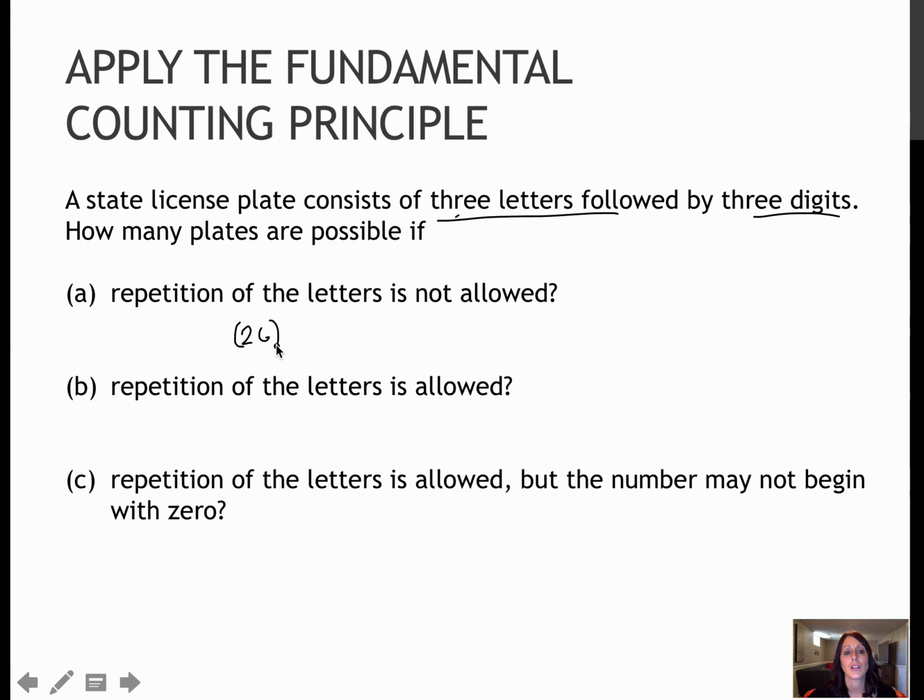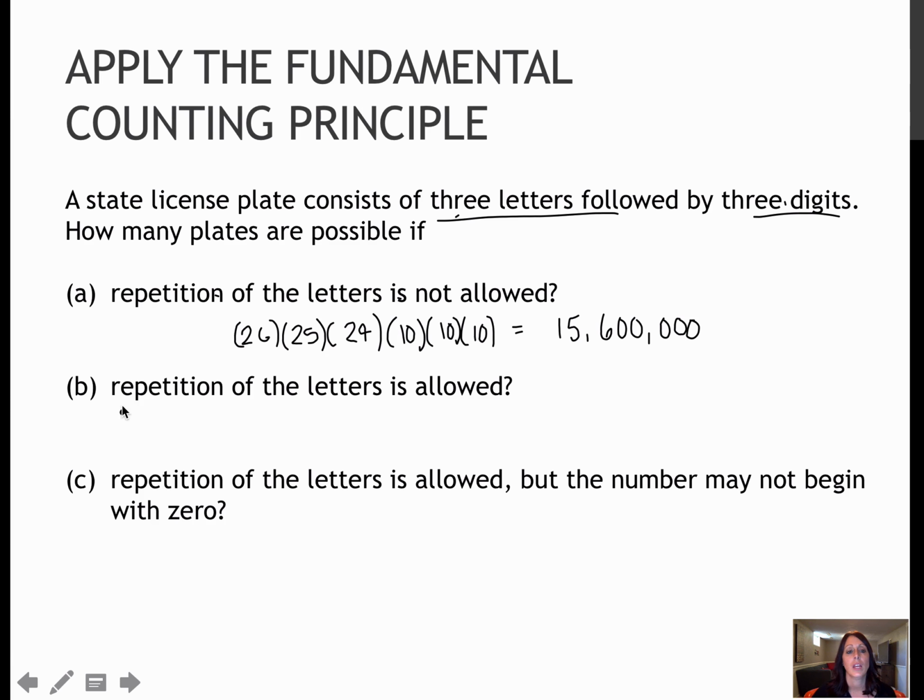So 26 letters, but the second time I only have 25 letters to choose from because I can't repeat whatever letter I chose here. And my third letter, I only have 24 letters to choose from. For the 3 digits, there are 10 and 10 and 10 because it didn't say that numbers could not be duplicated. Now multiplying all of those together, I end up with 15,600,000. That is how many possibilities given 3 letters and 3 digits, even with the repetition of letters not allowed.